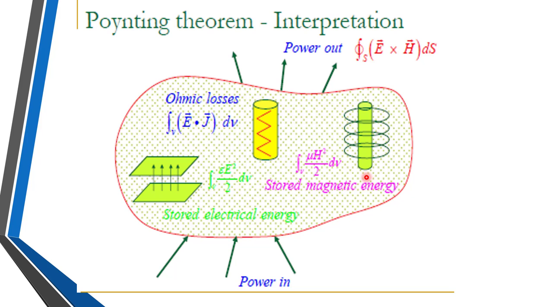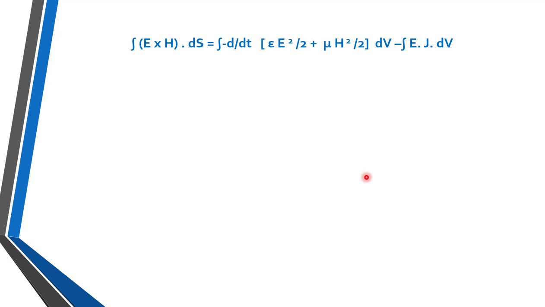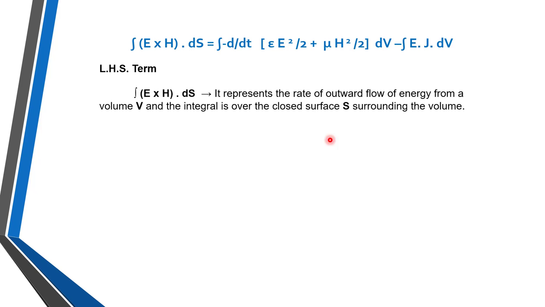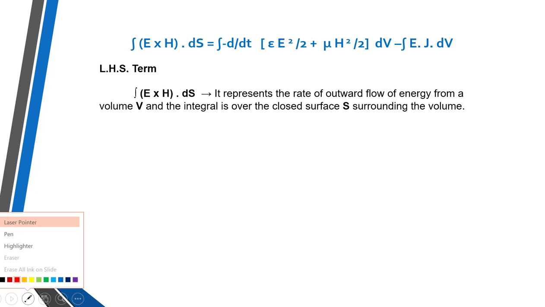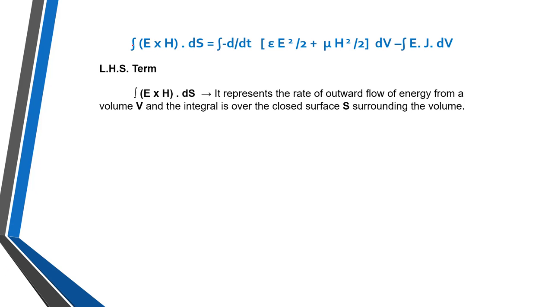Right, so this is the interpretation of the Poynting vector. Now let us again write down the things with this equation. We have seen this equation as the surface integration of E bar cross H bar dot ds bar. I have removed the minus sign and written it with a positive sign. So it is a closed surface integration of E bar cross H bar dot ds bar.